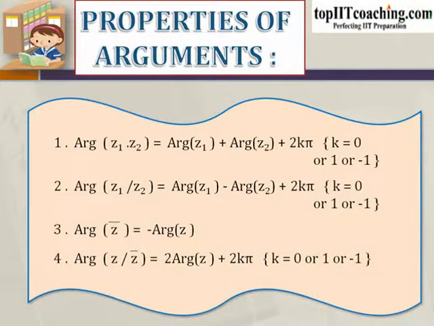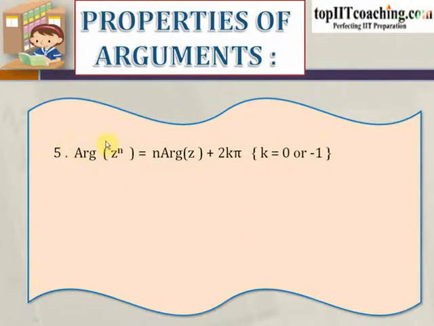So if z is a complex number, then z bar would be its conjugate. If we divide z by z bar, then we get another complex number, and its argument would be equal to 2 times the argument of z plus 2k pi, where k is equal to 0, 1 or minus 1.